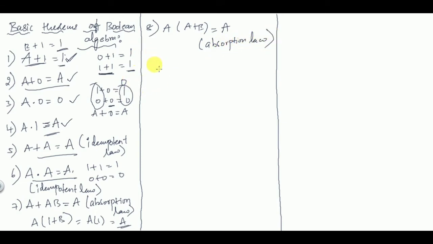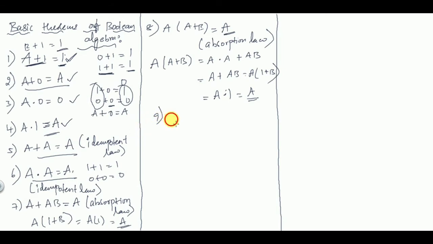This is also the absorption law. If you want to prove A into (A plus B), just multiply using the distributive property: A into A plus AB. A into A is A, so A plus AB. If you take A as common, it will be A into (1 plus B). 1 plus B is equal to 1, so A into 1 is again A. This is how we can prove this theorem.